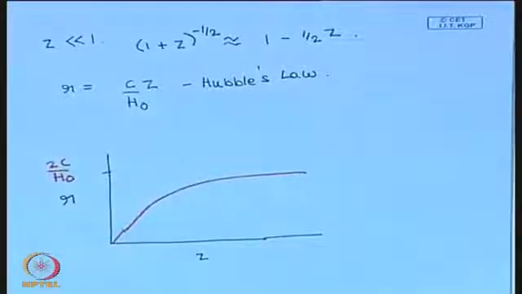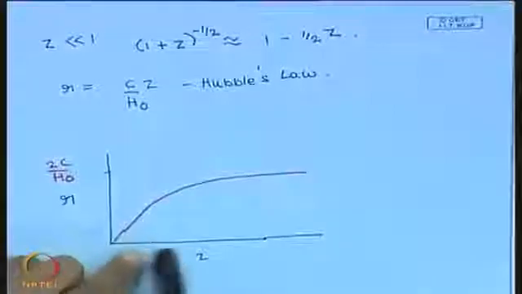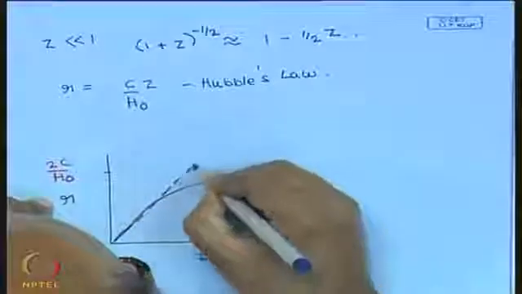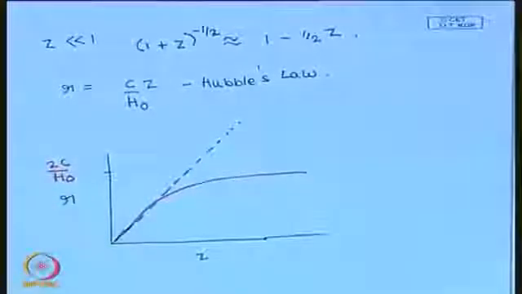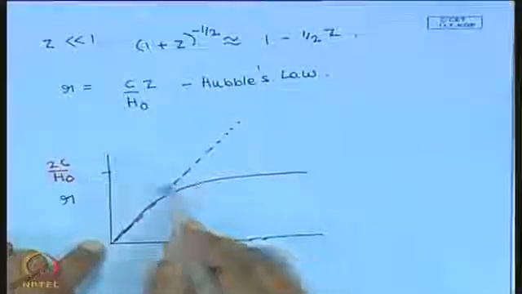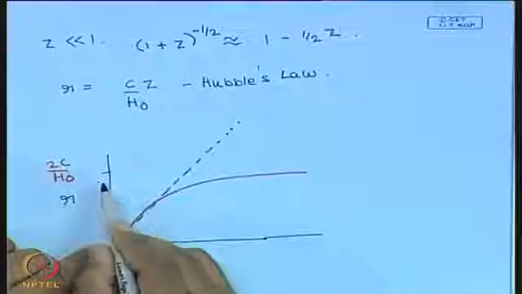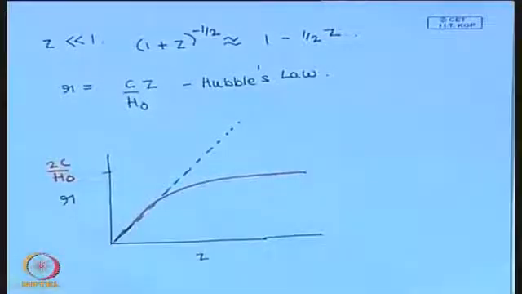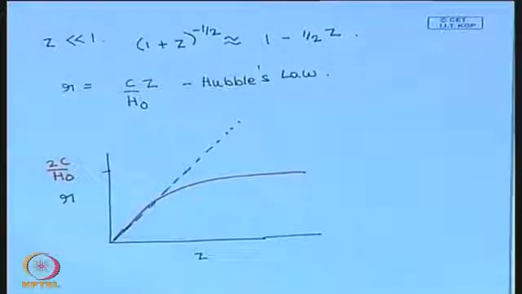Now this is very interesting. As you go to higher and higher redshifts, according to Hubble's law, the distance should keep on increasing linearly. But here the furthest comoving distance from which you can receive any radiation, which corresponds to redshift infinity, is a fixed value, 2c by h naught. What is the interpretation of this? To understand it, let us go back to our space-time diagram.